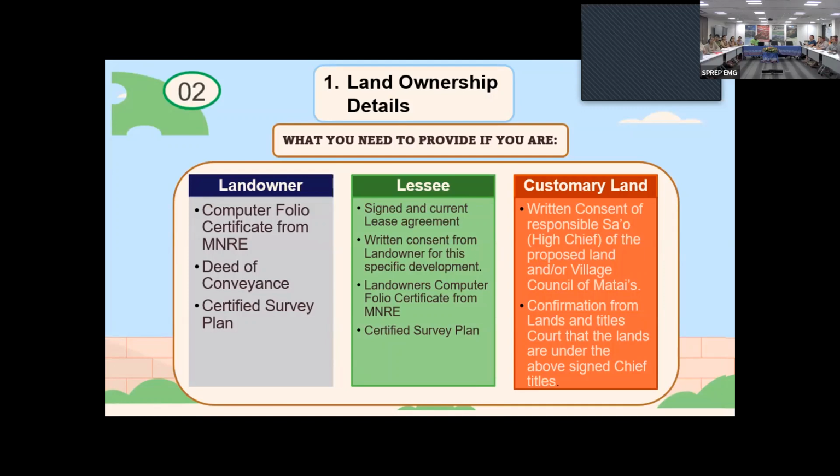And that is a summary of the three types of land documentation you need based on your land ownership status, whether you're the landowner, a leasee or the person leasing from a landowner, or if you're looking to build on customary land. So we have a question.